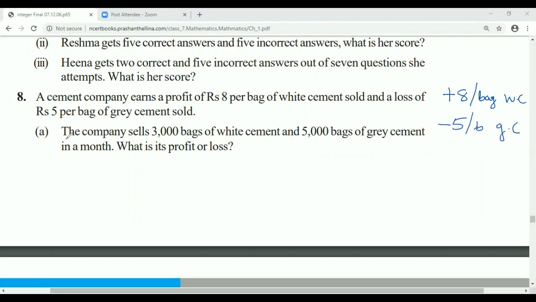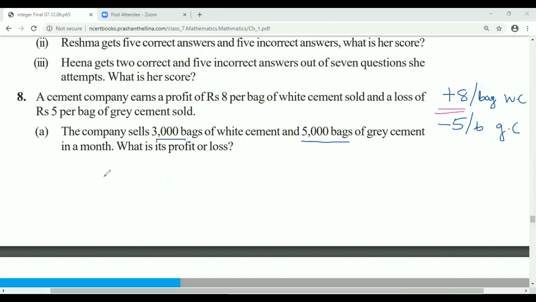Then the question is, the company sells 3,000 bags of white cement and 5,000 bags of grey cement in a month. Was it profit or loss? So 3,000 white cement bags are sold. For each white cement bag, the company is getting rupees 8 as profit.